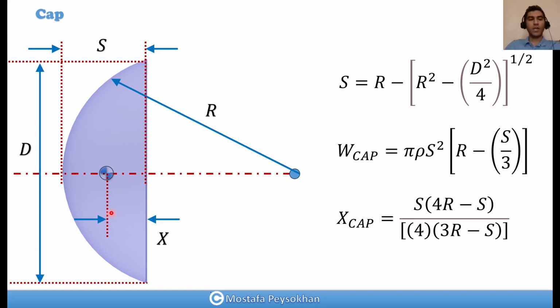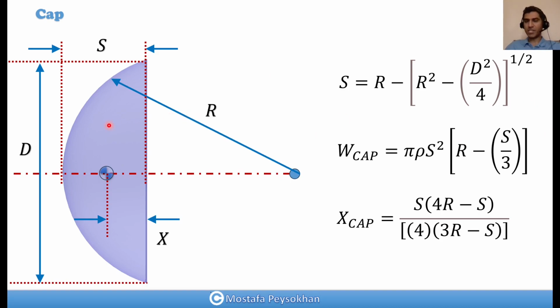We should be aware that the center of gravity of the cap is always calculated from the plano side, but we usually start from the right-hand side or left-hand side. We should consider the fact that the center of gravity is measured from the plano surface of the lens. So for s, the sagittal depth, we have this equation, which only has R, a known parameter, and D, also a known parameter. So the sagittal depth can be calculated using this equation.